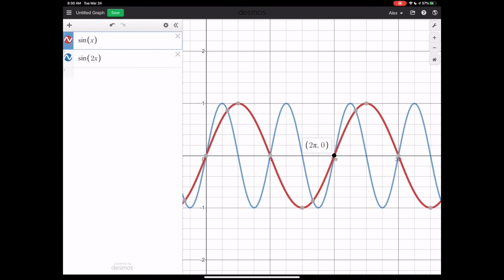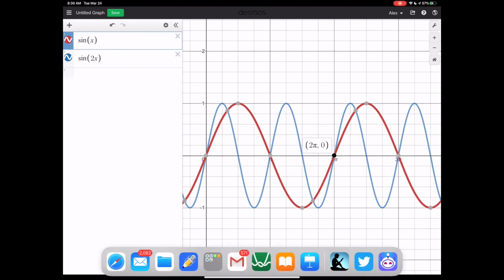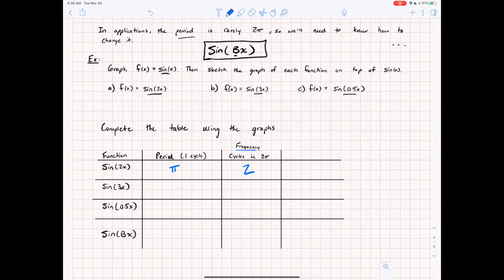Well, sine of 2x is now twice as frequent. Notice I'm getting 2 full cycles now in the normal 2 pi, in the normal run. And so when I'm talking about angular frequency, and when I'm talking about frequency, that's what I'm talking about. How many laps, how many cycles, full cycles are we getting now in the original 2 pi? And so this is saying that we're getting 2 full cycles now.